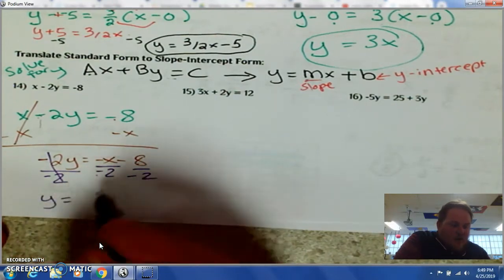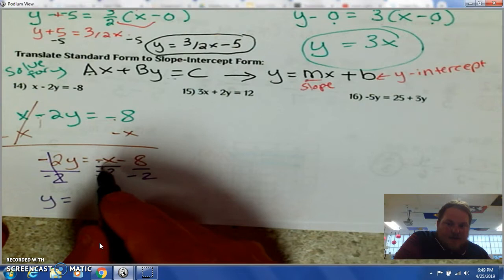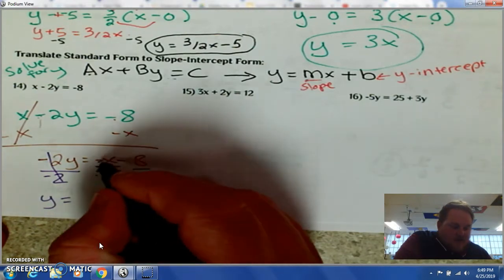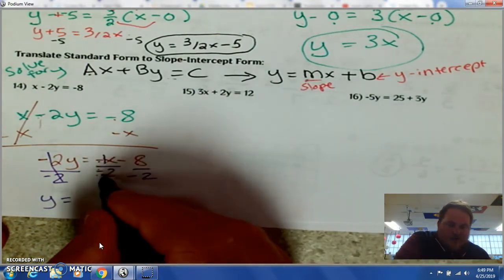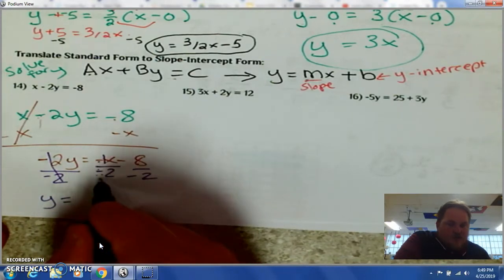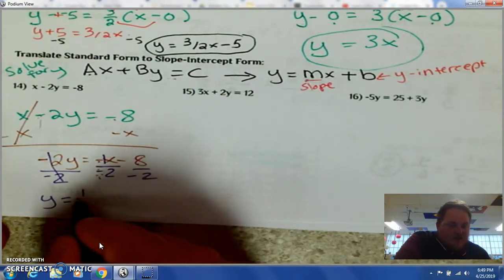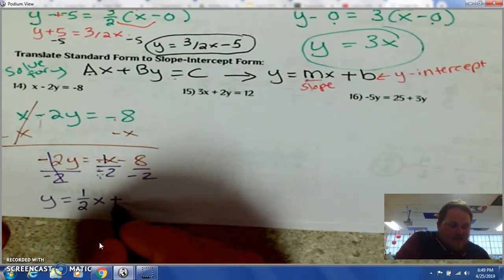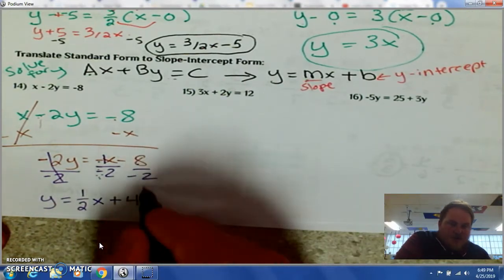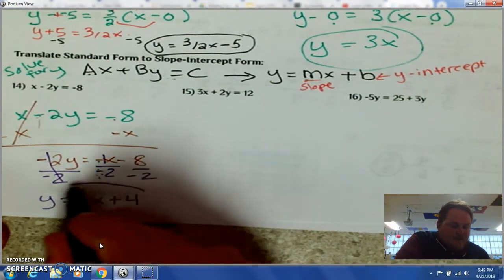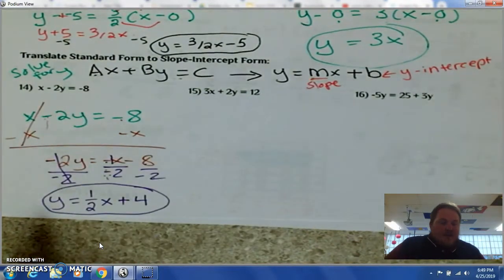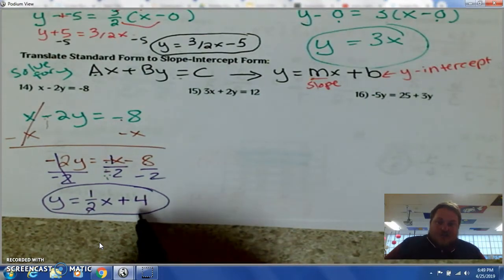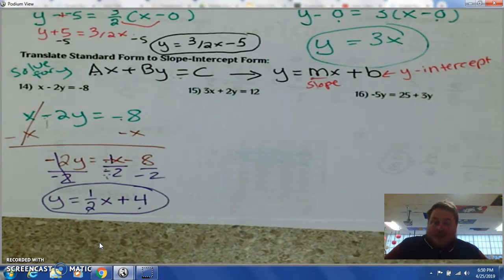We get y equals negative x divided by negative 2. So it's like negative 1 divided by negative 2. When you divide negatives, it's positive. So 1/2 x. Negative 8 divided by negative 2 is a positive 4, because two negatives divided by each other make a positive. So your slope is 1/2, and your y-intercept is 4. Go ahead and label that. I want to see who's watching the videos.